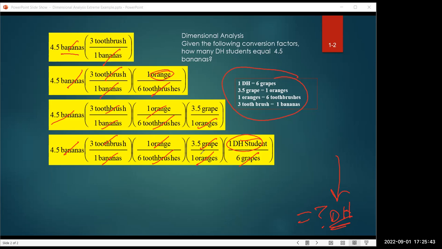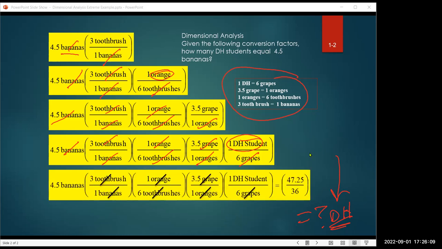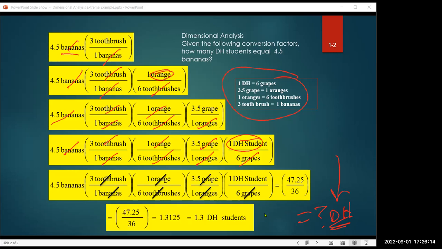When we start doing calculations down the road with chemical reactions, we're going to need at least 3 factors at the minimum, 3 factors. Okay. And when a problem says show work, this is what we're talking about: showing how you got from point A to point B by showing your factors. All right, so finally, it's a matter of doing the math. Okay, and we end up with 1.3 DH students. So 4.5 bananas is equivalent to 1.3 DH students.